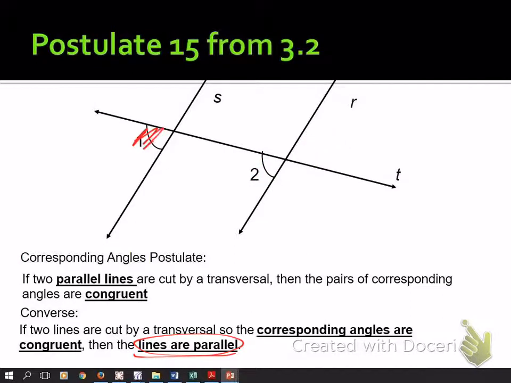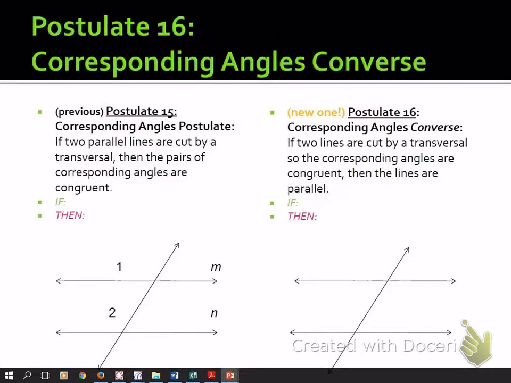What if angle 1 moved to here? Would we be able to tell then? Hopefully you're saying no. Those are consecutive interior angles. Consecutive interior angles would be supplementary if those two lines are parallel. Just being congruent does not mean they have to be supplementary. They might be, but they don't have to be, right? So that gets us into our converses of our corresponding angles, alternate interior, alternate exterior, and consecutive interior angles, right?